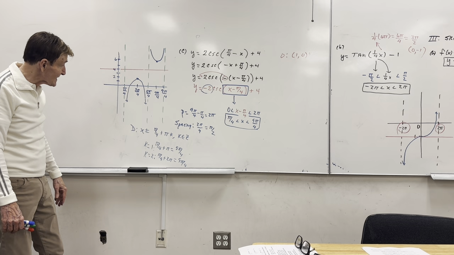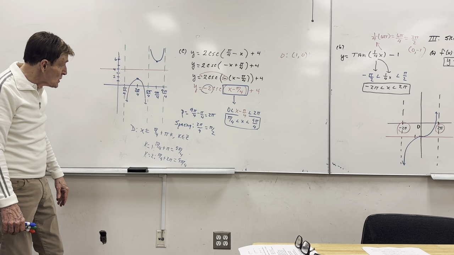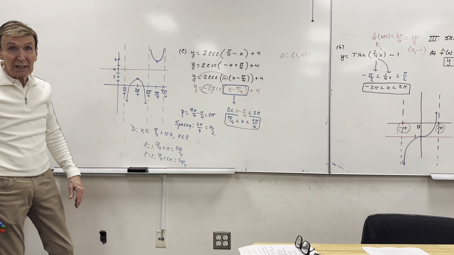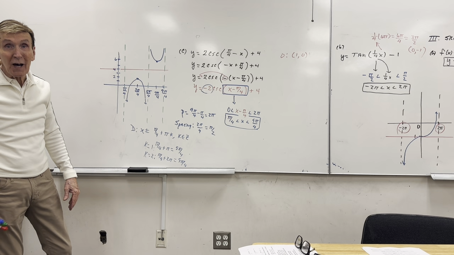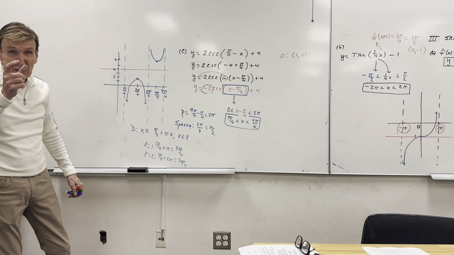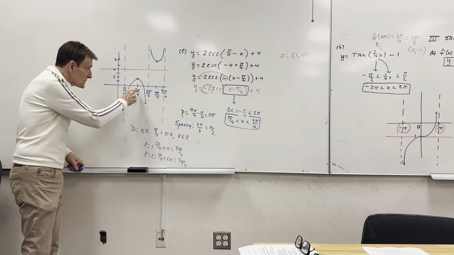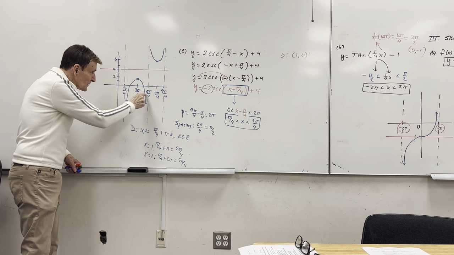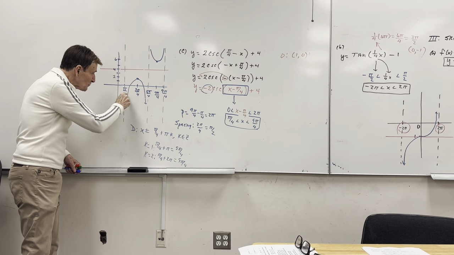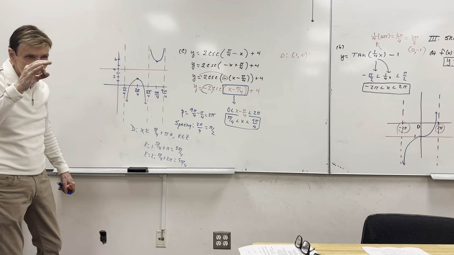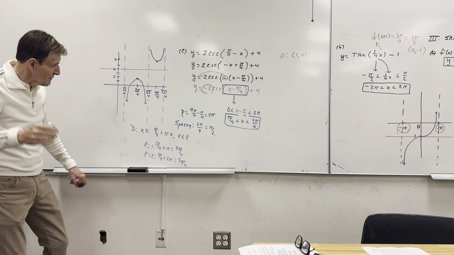Can I give you a hint? I think I'll give you a hint. Subtract. Look at the difference between 2 of those asymptotes. This one's at pi over 4, this one's at what, 5 pi over 4? The difference is 5 pi over 4 subtract pi over 4. Is that 4 pi over 4, which is pi? Yeah.